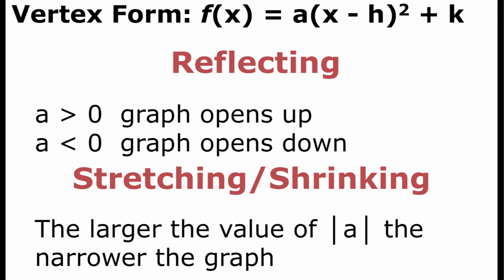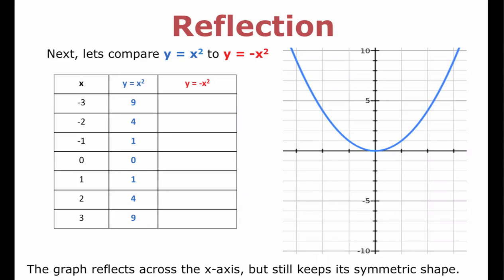If you want to change the shape of your graph by stretching it out or shrinking it, you can affect that by changing the value of a itself. Disregarding the sign positive or negative, if a is greater than 1, your graph is going to have a vertical stretch. If a is less than 1, as a fraction between 0 and 1, you're going to have a vertical shrink. So you can see here, reflections are very easy.